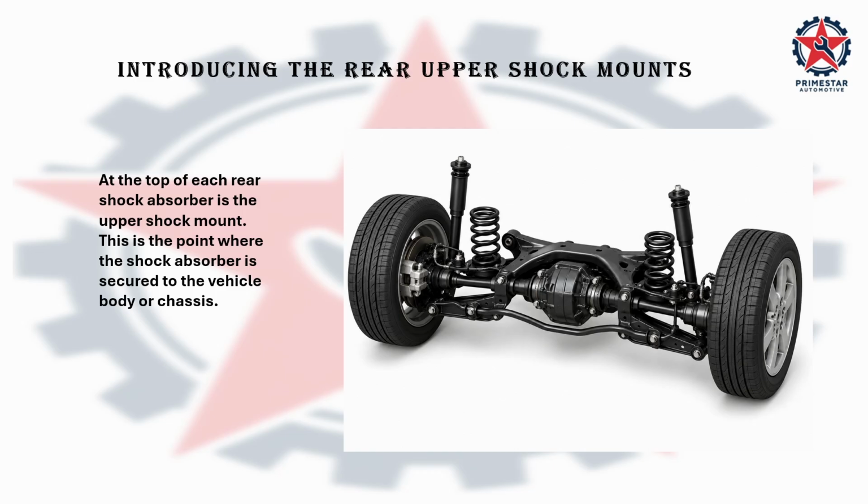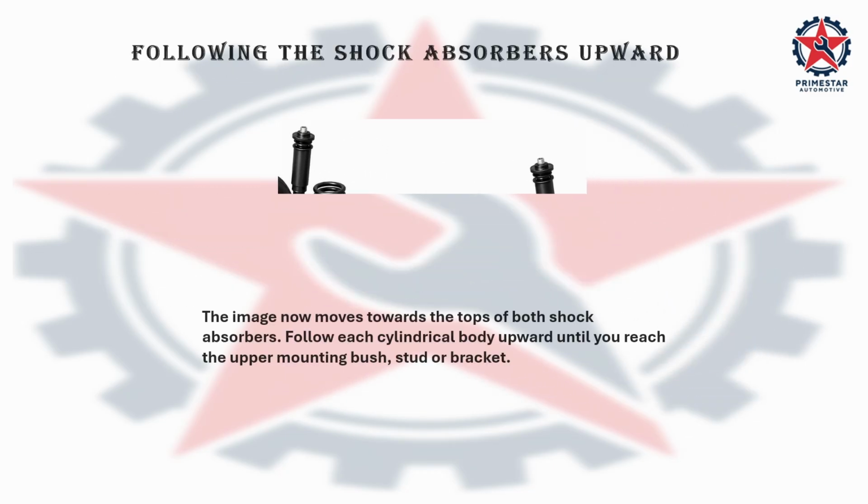The top of the rear shock absorber is the upper shock mount. This is the point where the shock absorber is secured to the vehicle body or chassis. The image now moves towards the top of both shock absorbers. Follow its cylindrical body upward until you reach the upper mounting bush, stud or bracket.